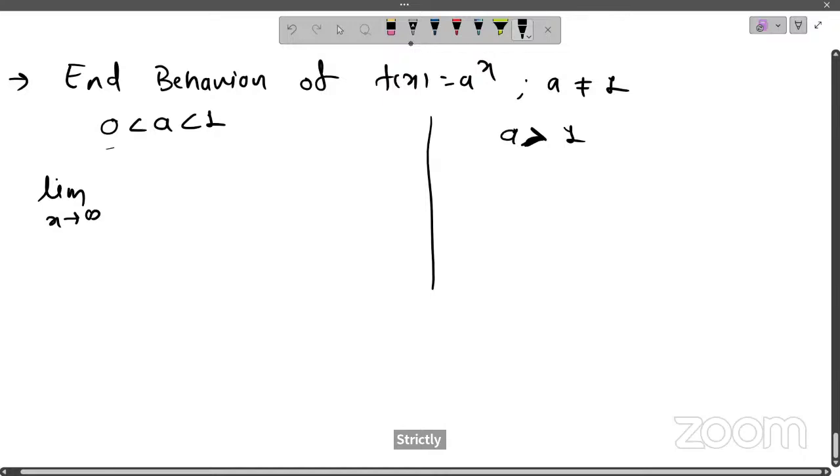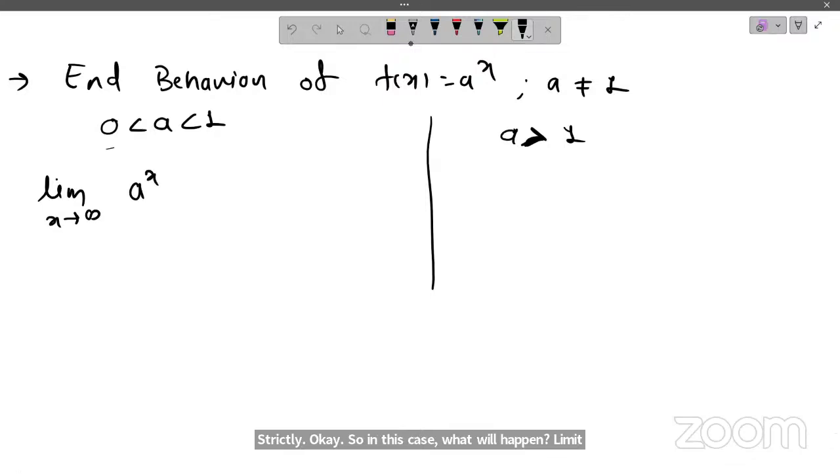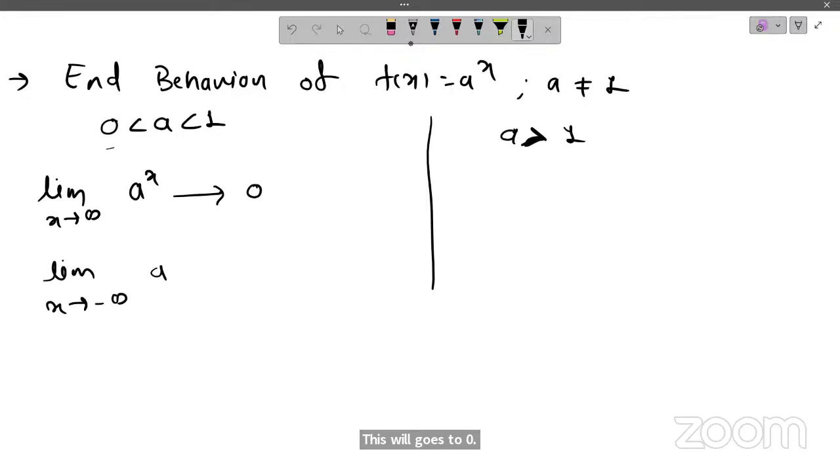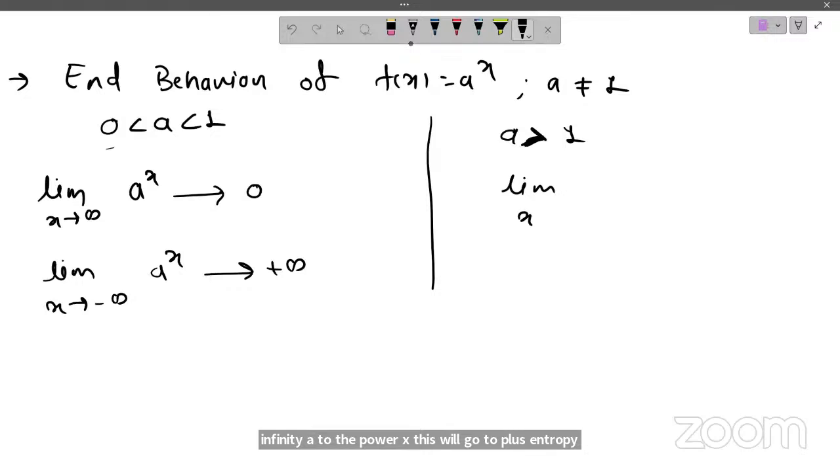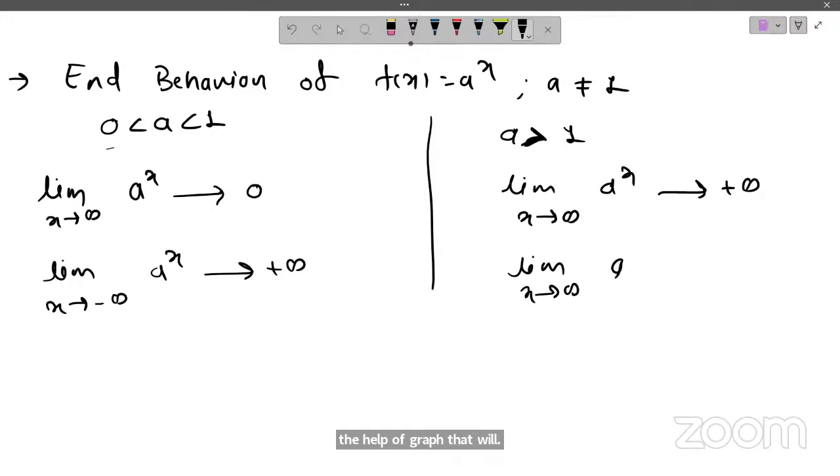Limit x goes to infinity, a to the power x, this will go to 0, right? And limit x goes to minus infinity, a to the power x, this will go to plus infinity. Just listen to what I'm saying, then I'll discuss it with the help of a graph. That will be beneficial. And whenever limit x goes to minus infinity, a to the power x, this will go to 0 for the other case.